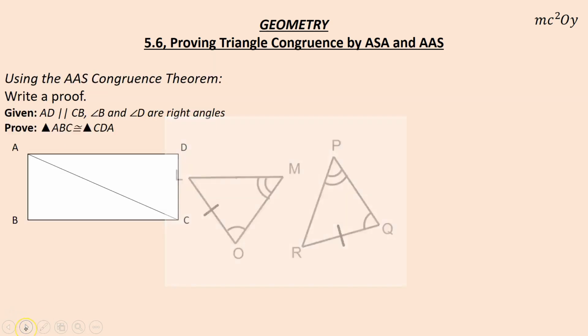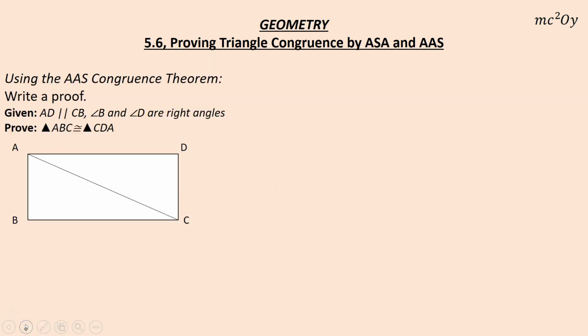Okay, so our last proof here, using the angle angle side congruence theorem, write a proof. Given AD is parallel to CB, and angle B and angle D are right angles. Now anytime you're given parallel lines, remember you want to trace those parallel lines and then trace the transversal that goes through them. In that case, I know that this angle right here is congruent to this one. I'd have that by alternate interior angles. So by having parallel lines, I also get a congruent angle out of it.